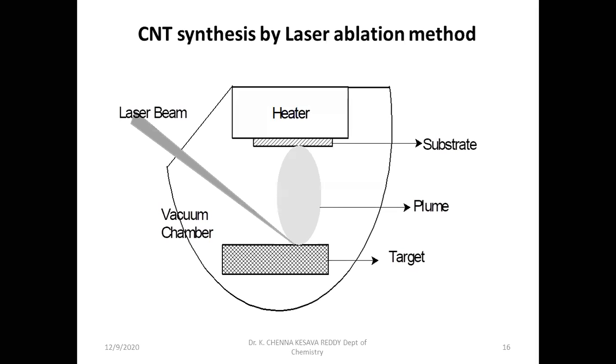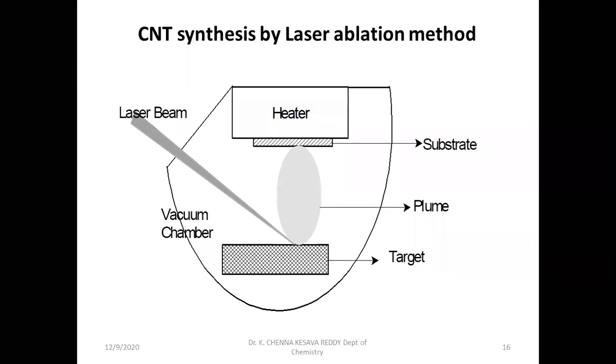A bunch of carbon atoms will be ejected if you pass a laser beam on the graphite surface. The entire process happens in a vacuum chamber, and the plume will travel to the substrate surface. Why do we have a heating provision for the substrate in the laser ablation chamber? Normally the substrate will be at room temperature, and the generated plume will be at high temperature.